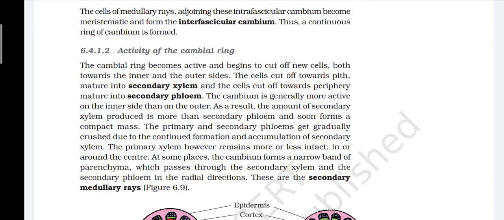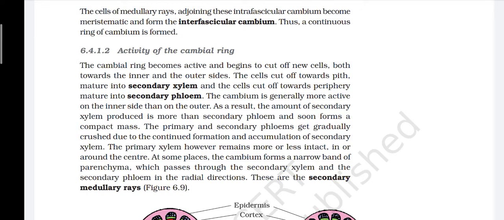Activity of the cambial ring. The cambial ring becomes active and begins to cut off new cells both towards the inner and the outer sides. The cells cut off towards the pith mature into secondary xylem, and the cells cut off towards the periphery mature into secondary phloem. The cambium is generally more active on the inner side than the outer. As a result, the amount of secondary xylem produced is more than secondary phloem and soon forms a compact mass.